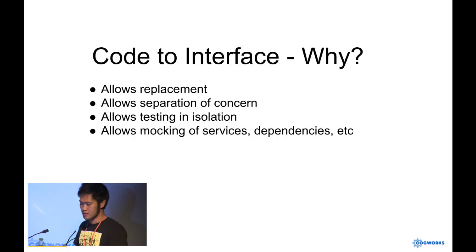So why code to an interface? Well, it allows replacement. So in our case, if you want to use a different service that provides the same interface, you can. It separates your concerns as well. So you can pass around your interfaces or your objects that implement these interfaces and not care about what's actually happening underneath. And it allows you to test in isolation. So you can test a service by itself because you can mock away its dependencies because its dependencies rely on an interface.